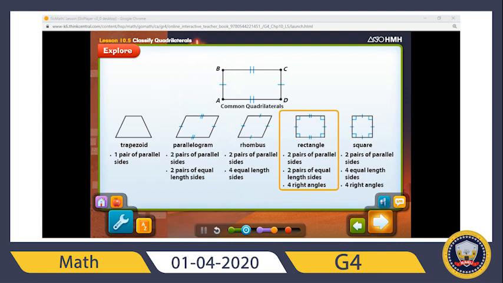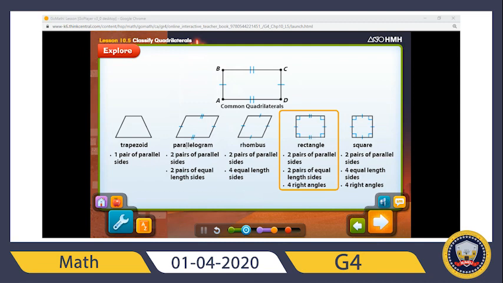First one is the trapezoid. What does it mean? There is one pair of parallel sides. For example, this line segment and the opposite line segment are parallel to each other. A pair represents 2 line segments. So if there is only one pair of parallel sides, it represents a trapezoid.